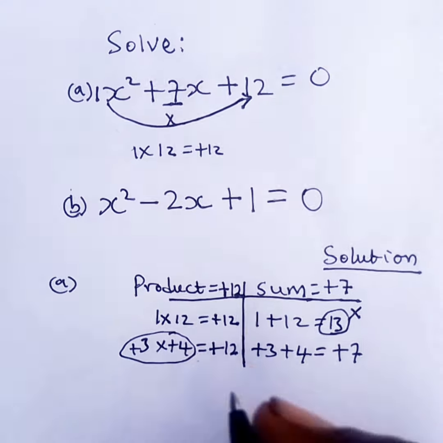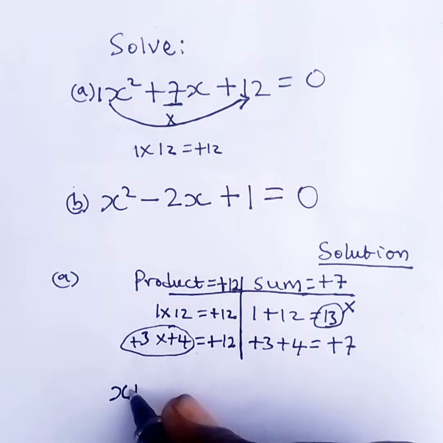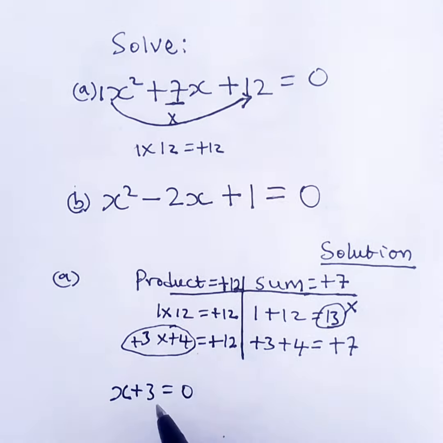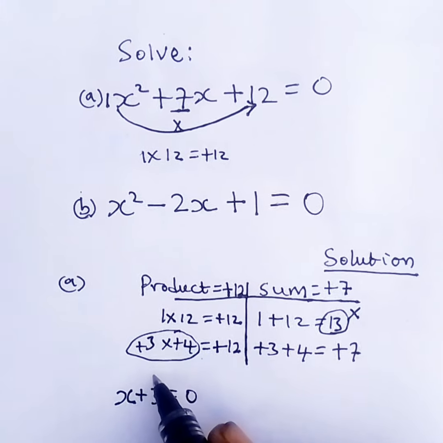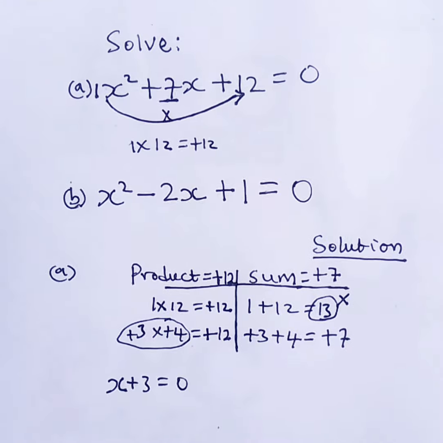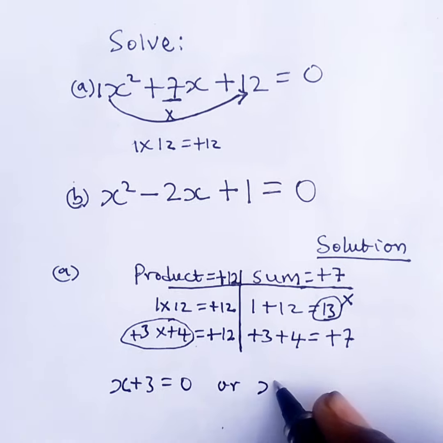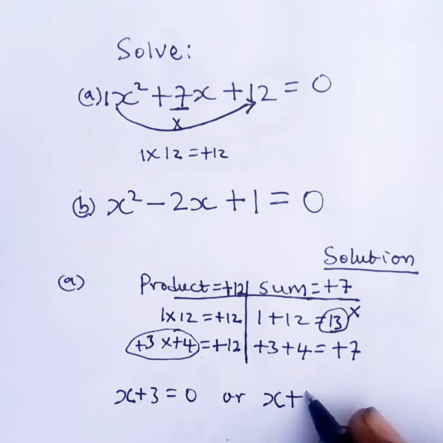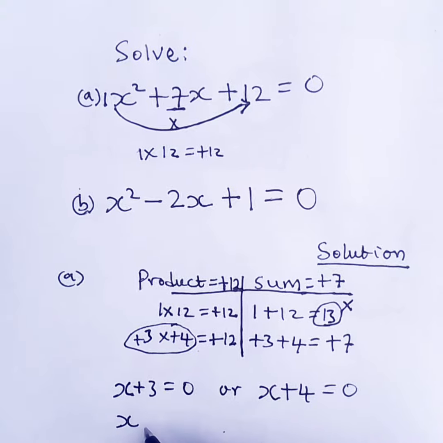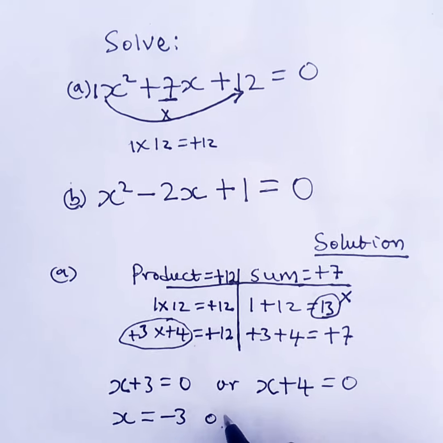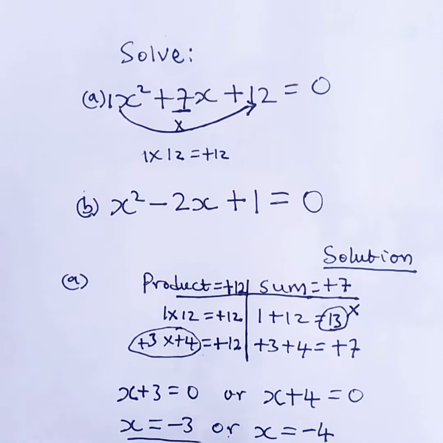The next thing we are going to do now is just to write. So we now say x plus 3 equals 0. Why did we put plus 3 here? Because we are having plus 3 here as one of the factors that we are going to use to carry out our factorization. So we say x plus 3 equals 0, or x plus 4 is equal to 0. Therefore, we transfer this plus 3 to this side. So x is equal to minus 3, or x is equal to minus 4. So this gives us the final answer.